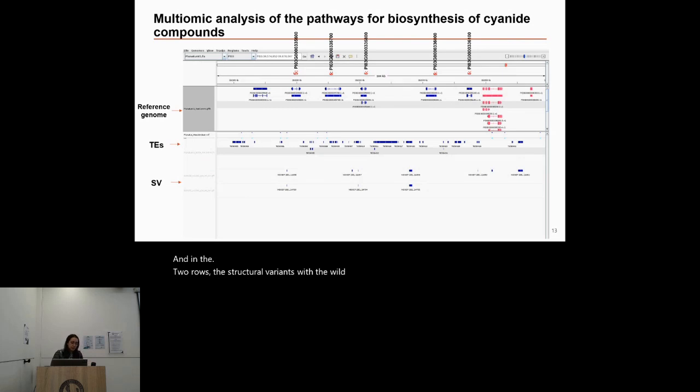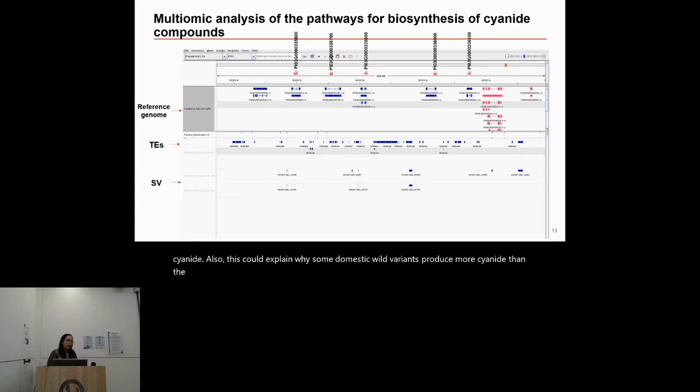Mesoamerican accessions. These structural variants, as we can see in this image, are near the gene promoter of the reference genomes. Our hypothesis is that these might influence the gene expression for the production of hydrogen cyanide. Also, this could explain why some wild variants produce more cyanide than the domesticated variants as a natural defense mechanism. But this is ongoing research.